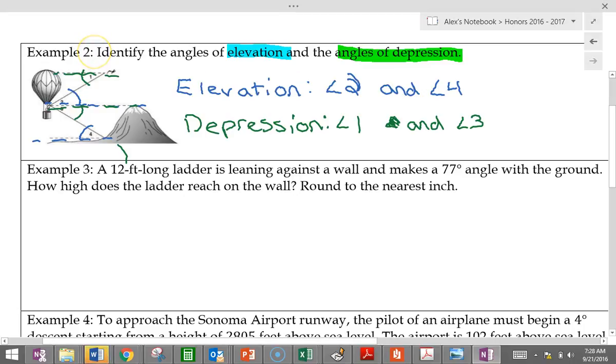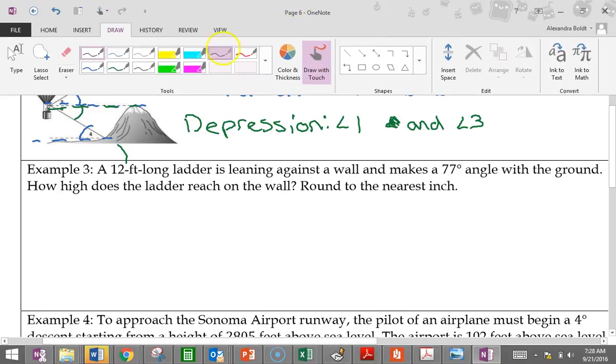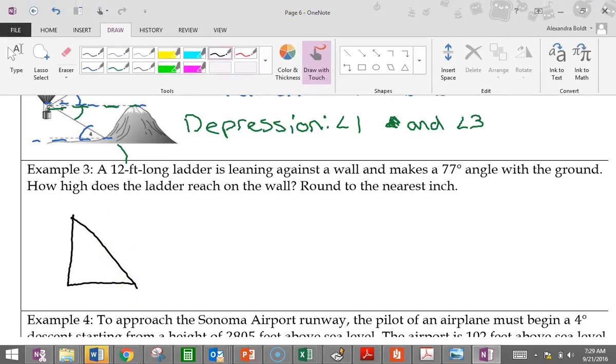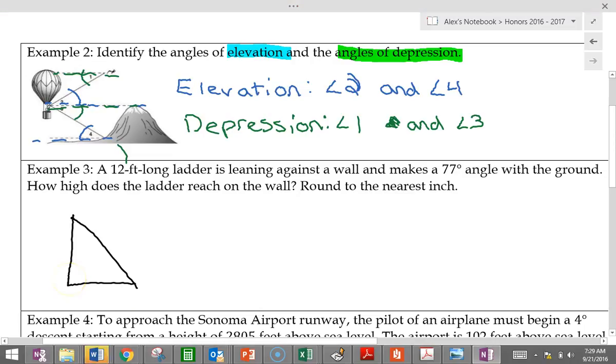Alright, let's look at our second example here, or example 3 actually. It says a 12-foot long ladder is leaning against the wall and makes a 77-degree angle with the ground. How high does the ladder reach on the wall? Down to the nearest inch. Right, so I'm going to draw my wall and my ladder leaning against it. And so this makes a right angle.